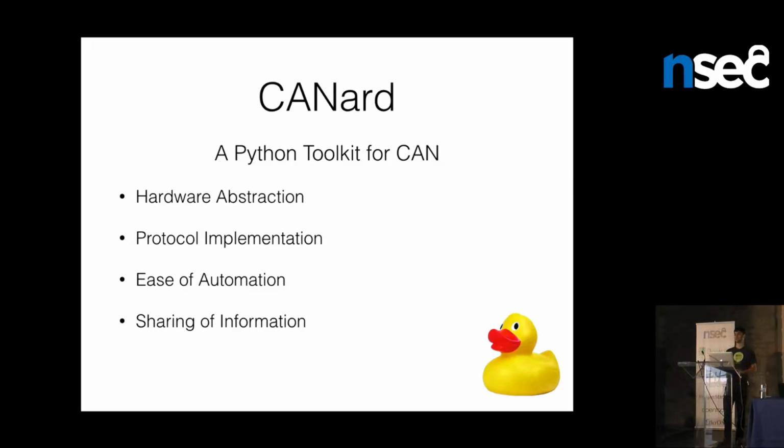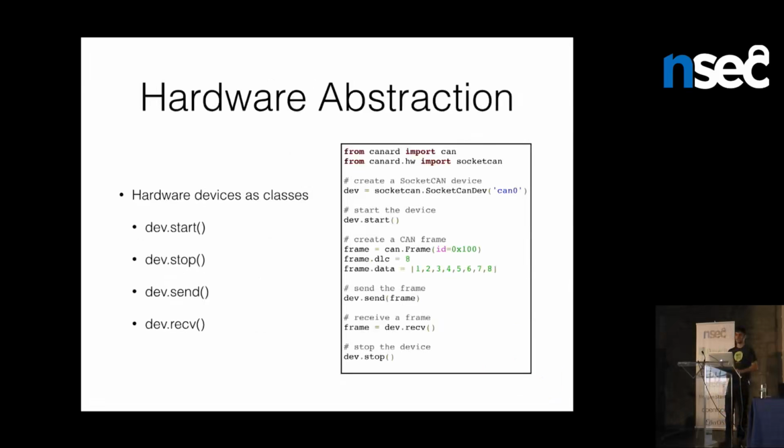Third is ease of automation, so it's Python. You can script it to do stuff and hook it into all sorts of other things. You want a web server that's going to talk to your car, sure, whatever. Python's good for that. And fourth is sharing of information. The idea is that if you write a script in Python that can work with different hardware, it should be easy to send that to somebody, and they can then use it, maybe with different hardware but on the same car.